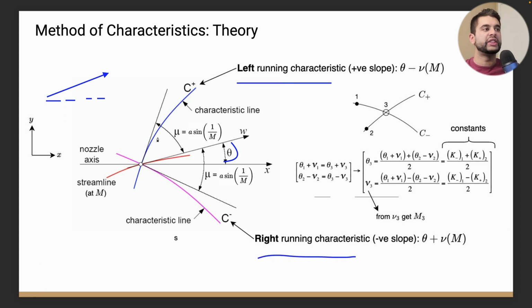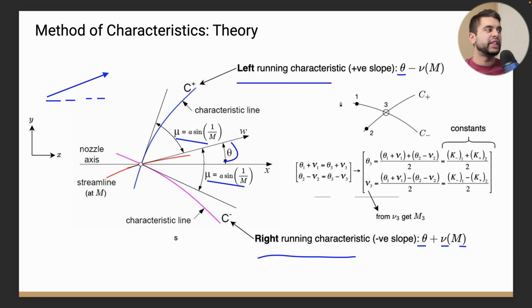The angle will be mu, which is arcsine of 1 over M. And then once again, it'll be minus arcsine of 1 over M for the minus sign here. So the slope of this line will be theta plus mu. The slope of this line here will be theta minus mu. That is the same as saying for the left running values, the slope is theta minus the Prandtl-Meyer function at this Mach number. For the right running, which is over here, it'll be theta plus nu at M. So this Mach number here, which is the speed of the flow, you just substitute that into this one, and then you get this nu value here. So this nu is the Prandtl-Meyer function at M.